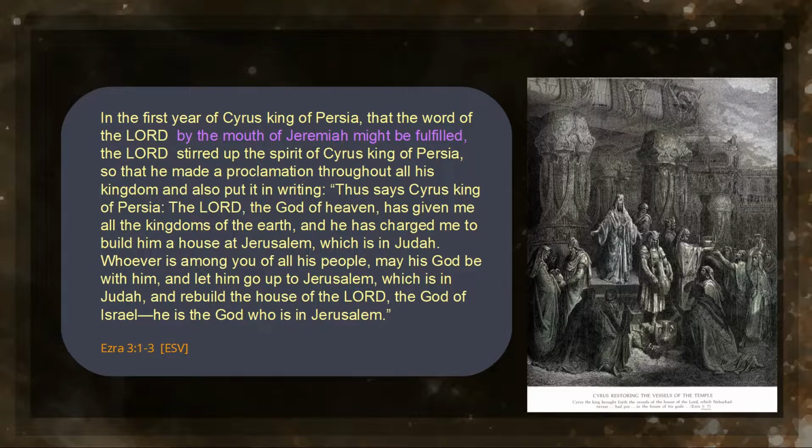Here is the start of the fulfillment of God's promise that the people would be allowed to return and rebuild. Notice that Ezra specifically connects the fulfillment of God's promises to the books of Jeremiah. But how do we know that Cyrus is the anointed one that God promised?